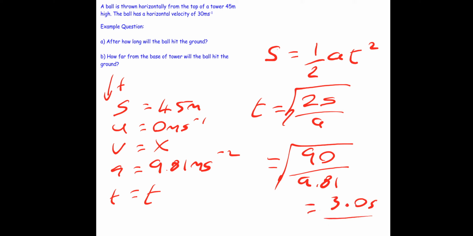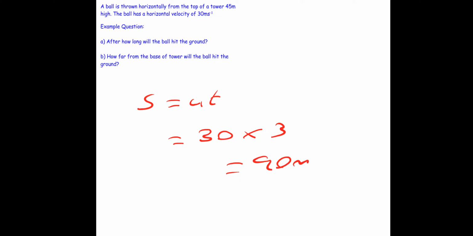So now that we have the time of flight, we can calculate the range, just like last time. So horizontally, there is no acceleration, so we can simply use s equals ut. So the initial speed horizontally is 30, multiplied by the time of 3 seconds, which gives us 90 meters for the range. Okay, let's move on.